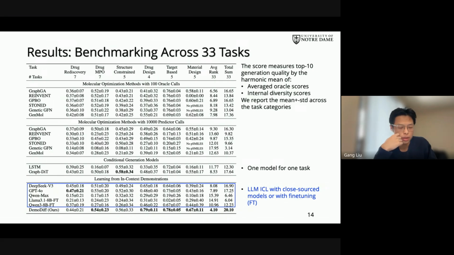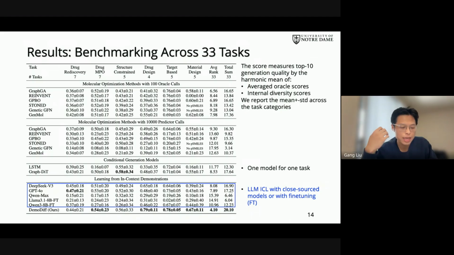Here are the results. We compare DemoDiff with 19 baselines. There are 6 molecular optimization baselines. They require calls to the oracle, so we limited the number of oracle calls to 100, because for the other methods we don't require any oracle calls. We also examine these methods by replacing their oracle calls with prediction models, to see whether they still have good performance or not.